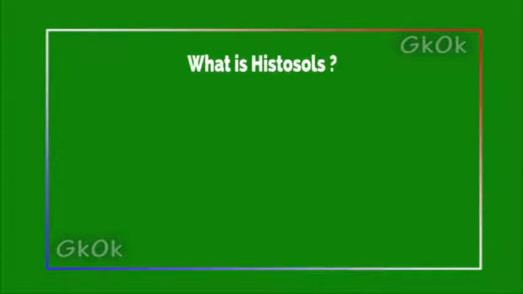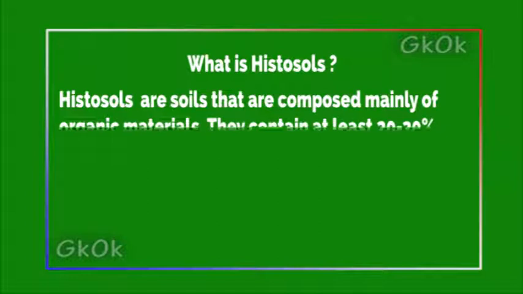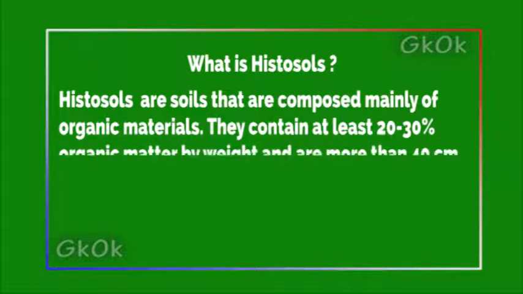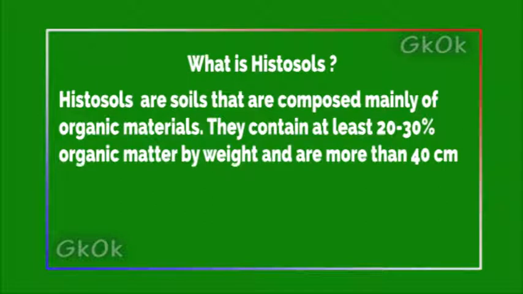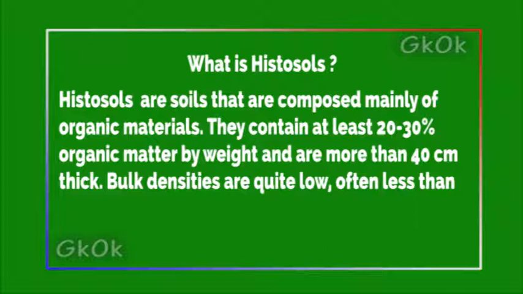What are histosols? Histosols are soils that are composed mainly of organic materials. They contain at least 20 to 30% organic matter by weight and are more than 40 cm thick. Bulk densities are quite low, often less than 0.3 gram per cubic centimeter.